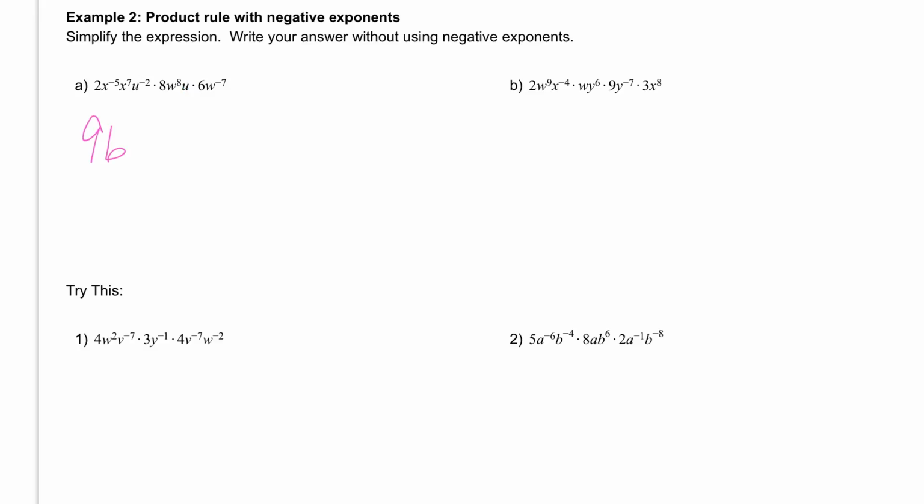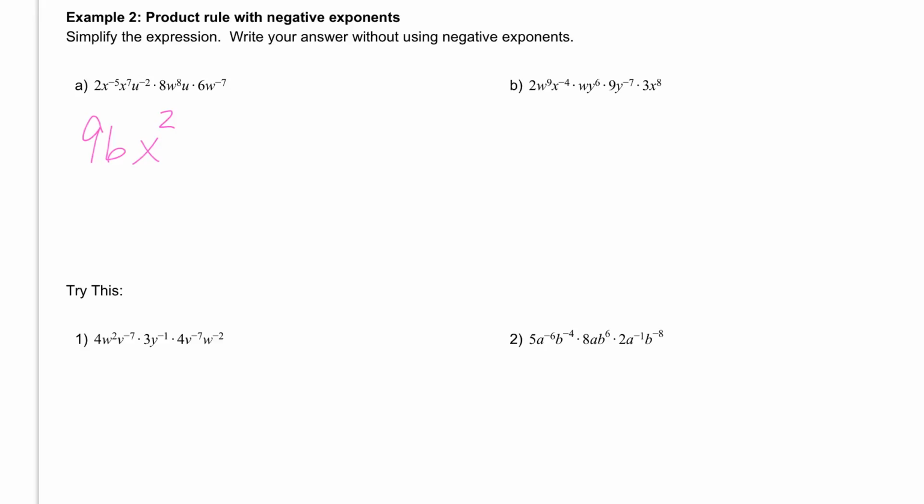So we have 96. Then let's take a look at our common bases. We have a base of x here, so x to the negative 5 and x to the 7th. Since we're multiplying these two with the same base, that's when we add our exponents together. So negative 5 plus 7 will give us 2. So this becomes x to the 2nd.